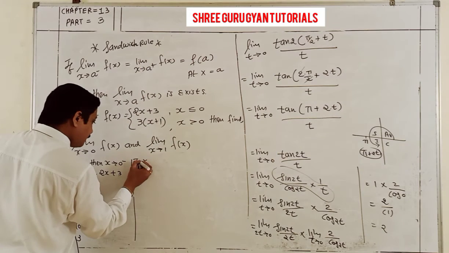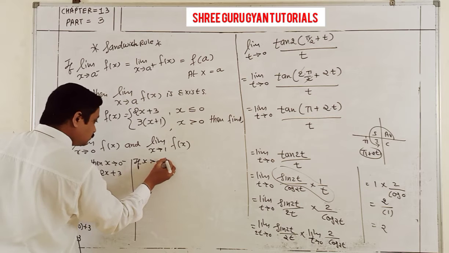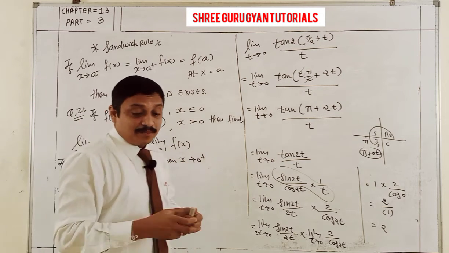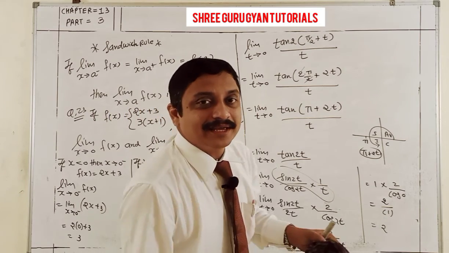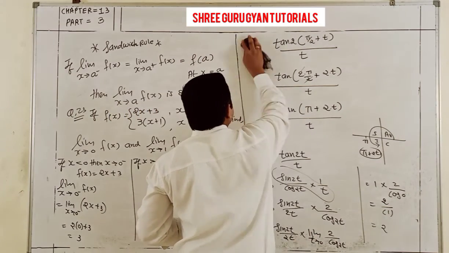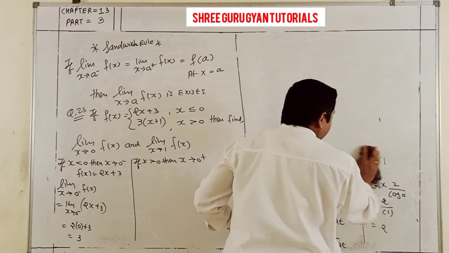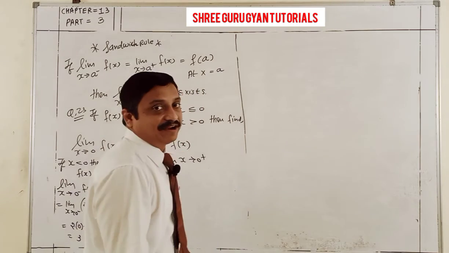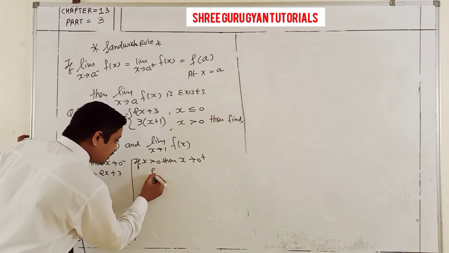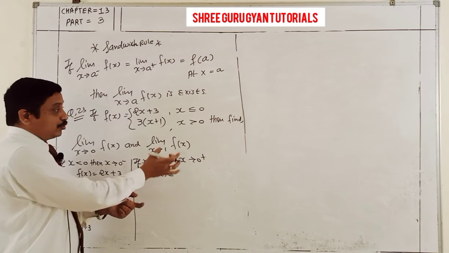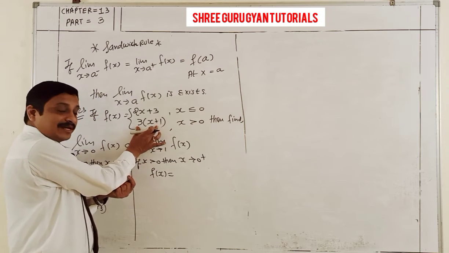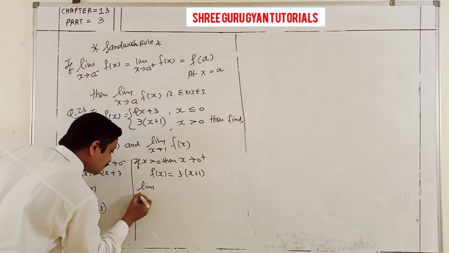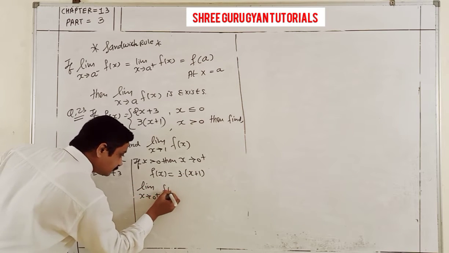If x is more than 0, then x tends to 0 positive. Positive, students, indicates only and only a right hand side limit, and minus indicates the left hand side limit. So here f(x) for x more than 0 is 3 times x plus 1. Limit x tends to 0 positive.